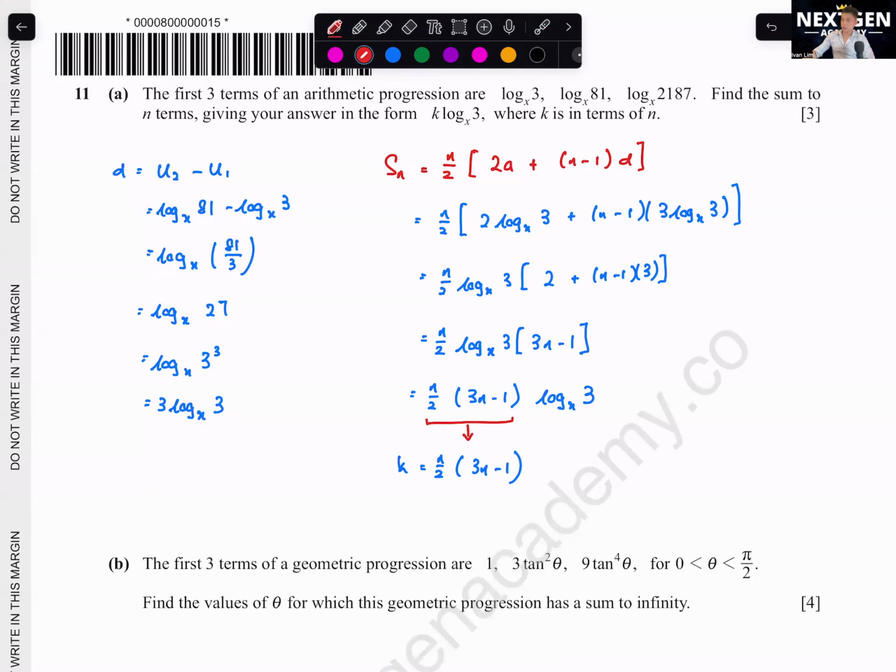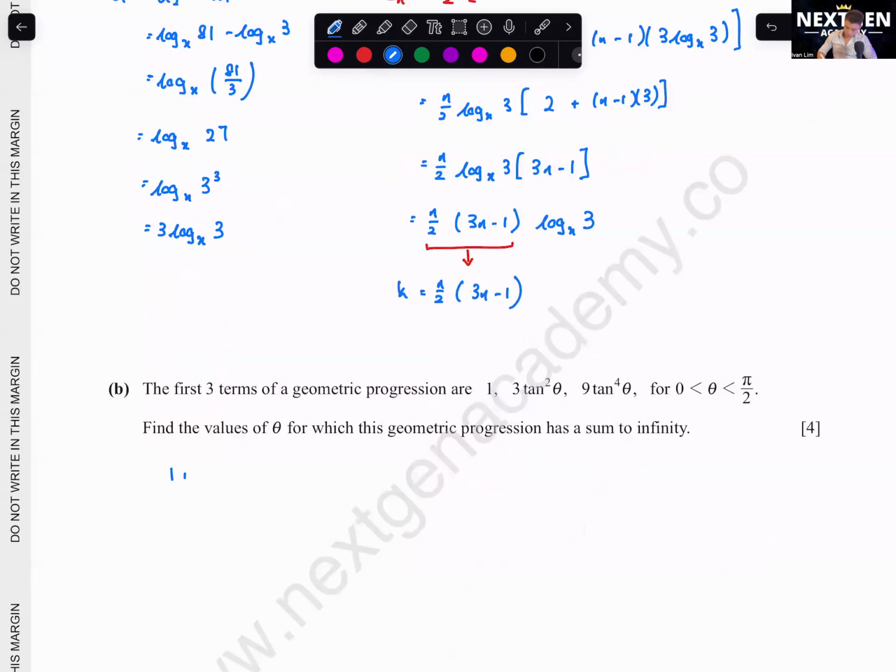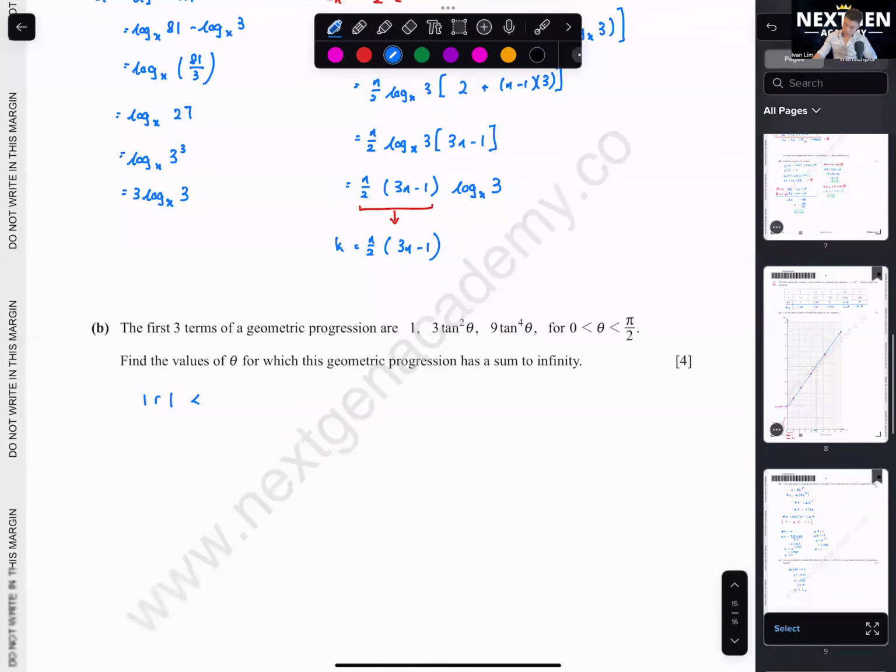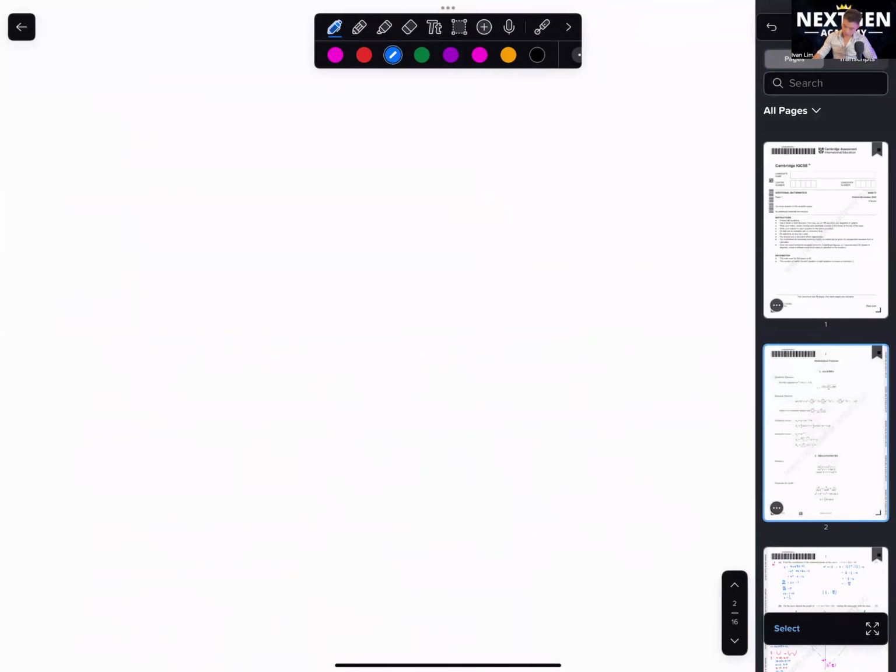Okay, the last question. The first three terms of a geometric progression are 1, 3 tan squared theta, 9 tan to the power of 4 theta, for 0 < theta < pi over 2. Find the values of theta for which this geometric progression has a sum to infinity. So for sum to infinity, what is the condition? The condition is modulus r is less than 1, or r between minus 1 and 1. Look in the question, less than 1, right?